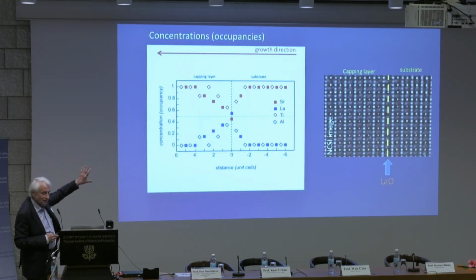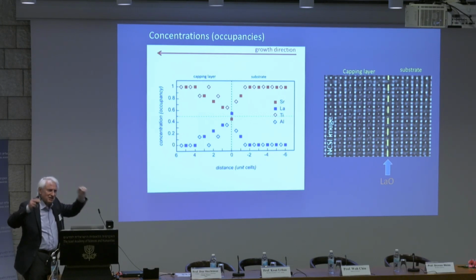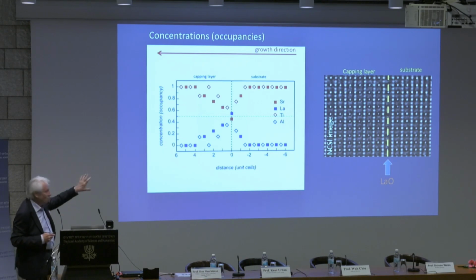Now we come to the concentrations, because we have done so much effort to measure these intensities quantitatively. Now we convert these intensities into concentrations, into local occupancies, and there we find a disastrous situation. The concentrations are disturbed by over 6 atomic layers. That means we have a disturbance between here and here. And now the concentration is given here.